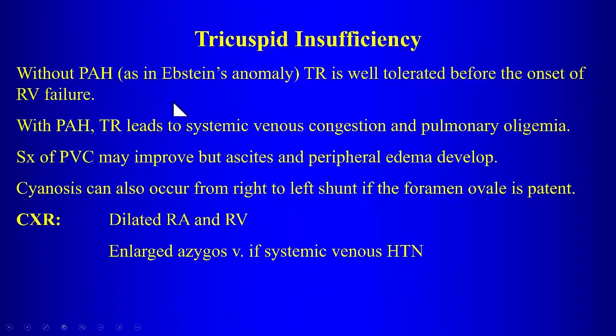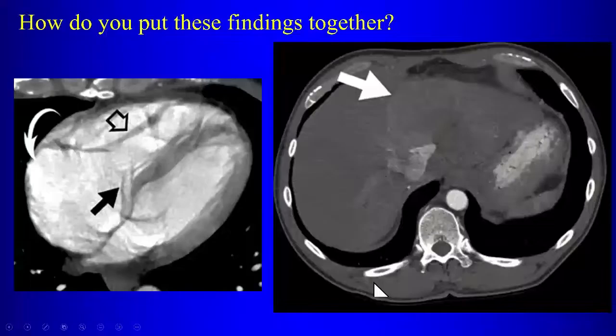Okay. So without pulmonary artery hypertension, tricuspid regurg is usually well tolerated, but if the patient has pulmonary artery hypertension causing the tricuspid regurg, that leads to systemic venous congestion and pulmonary oligemia. So that can be worse for the patient, and those patients can also develop a right to left shunt if the foramen ovale is patent because of the elevated pressures there in the right heart, which cause right to left shunting across the patent foramen ovale.